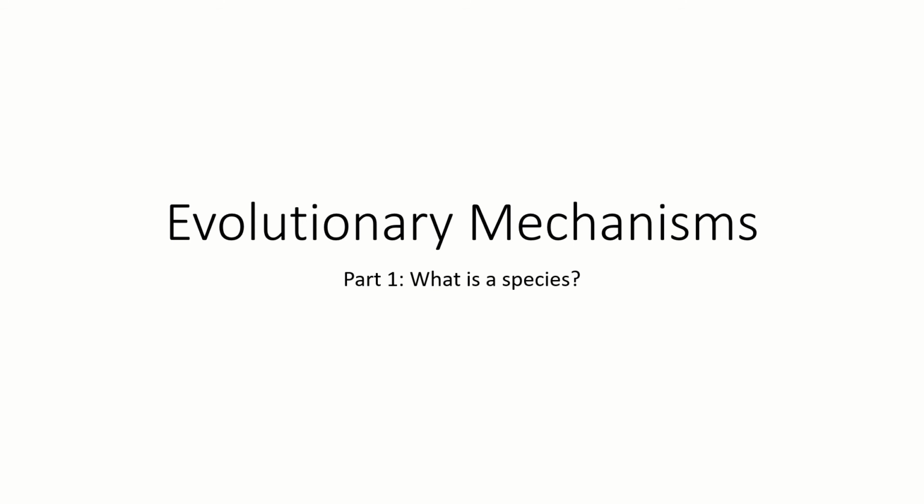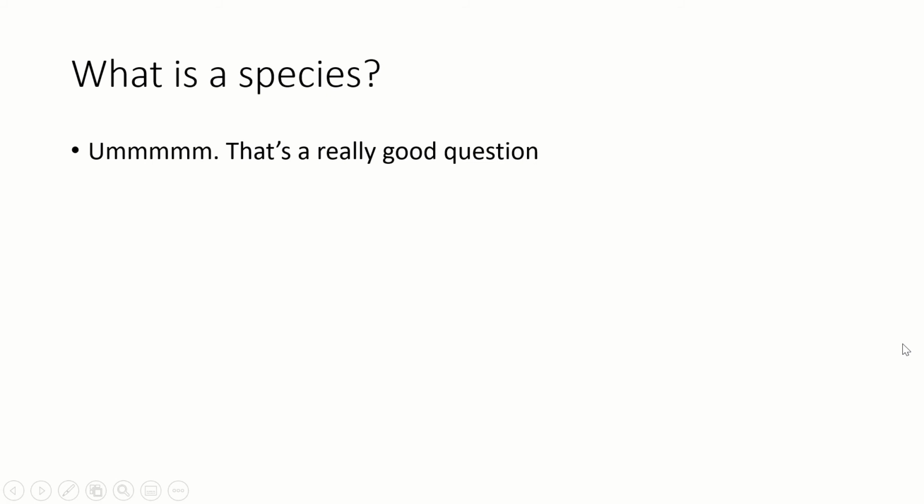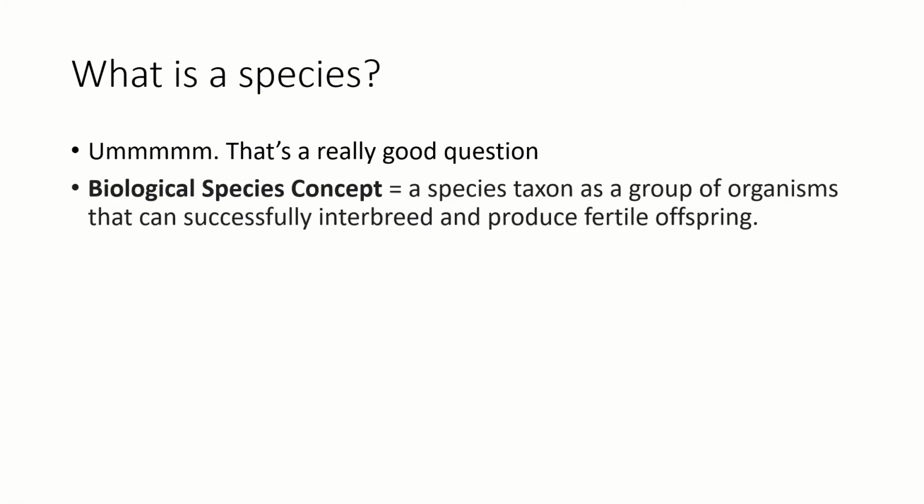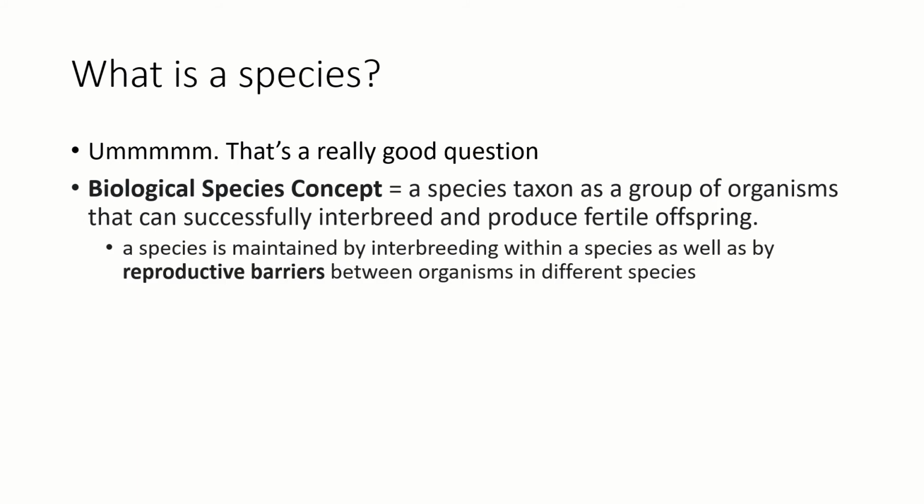But to do that, we need to start talking about what exactly is a species, and it turns out that that's actually kind of a hard question to answer. So the definition that's most common and that we are going to be using is called the biological species concept. It says that a species is a group of organisms that can successfully interbreed and produce fertile offspring, and that is maintained by reproductive barriers between different species.